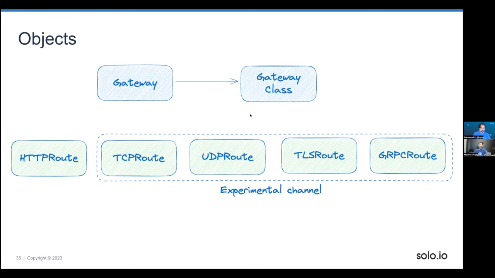So there's a question here. Can the gateway also handle egress as well? So actually, Gateway API, I'm not sure. Can it handle egress?